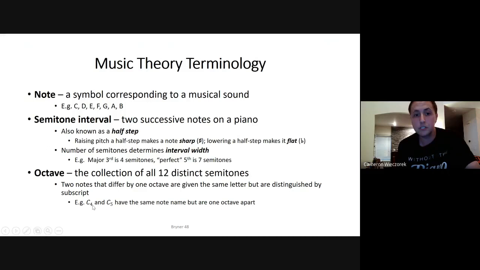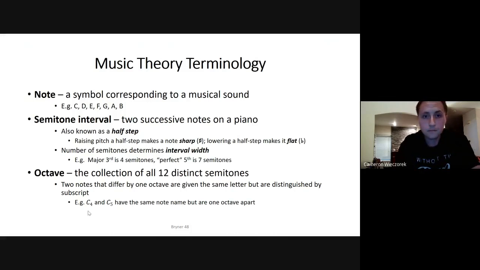So for example, C sub 4, often called middle C, is the halfway dividing point of the keyboard. That'd be a C4. C5 would go 1 octave higher. Still a C, but a higher pitch. So that would be C4 and C5 played together.